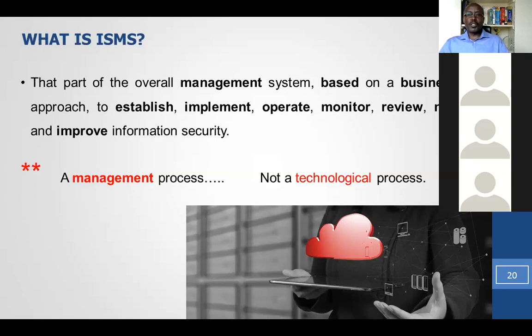And this one, the information security management system, is normally based on a risk approach. And it's used to establish, implement, operate, monitor, review, maintain, and improve information security. So the reason why you are doing all these is basically to ensure that your information security is adequately managed.